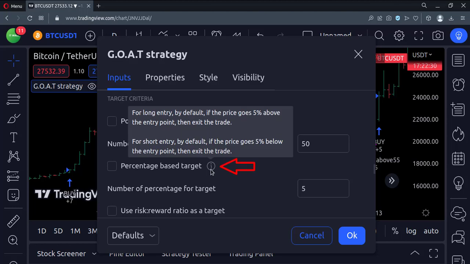Similarly, we have the percentage-based target criteria. It says that, for long entry, a target would be achieved and trade would be closed if the price goes 5% above the entry level. And for a short entry, a target would be achieved and trade would be closed if the price goes 5% below the entry level.